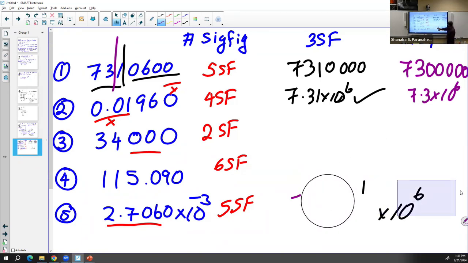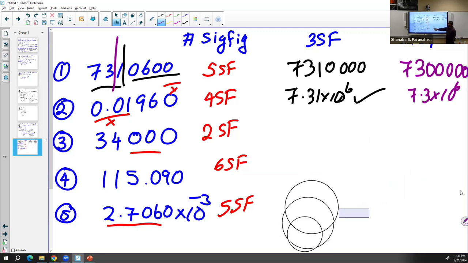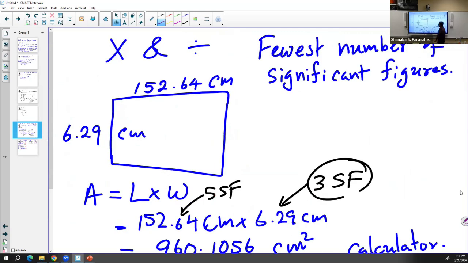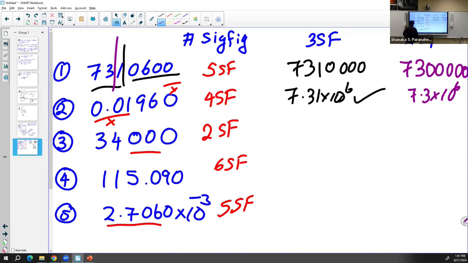Did everyone understand this? Okay. The next one is easy, probably. Yeah, very simple. I'm going to try to move this.